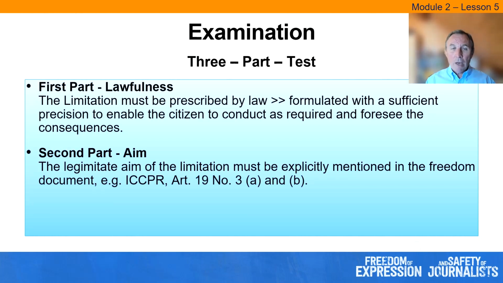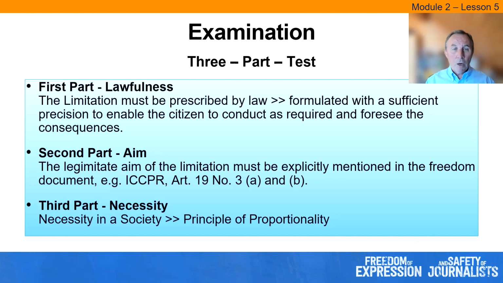In order to strike a balance between fundamental rights and the needs of a state or society, there must be a legitimate objective, such as those set forth in Article 19, number 3a and b of the International Covenant on Civil and Political Rights. The third part to be examined is necessity.